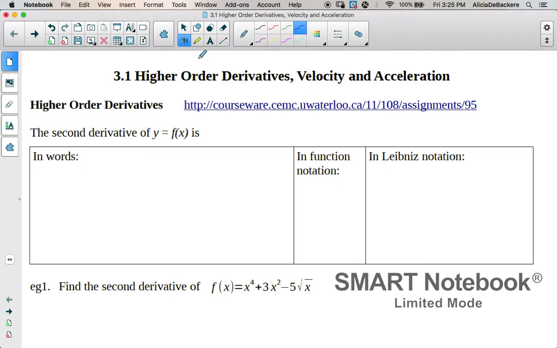Okay, welcome to Chapter 3. In Chapter 3, we are going to be taking a look at some applications of derivatives. So we're going to be looking at velocity and acceleration. You may have talked about that in physics class. And then we're also going to talk about optimizing equations or functions and some applications of that.